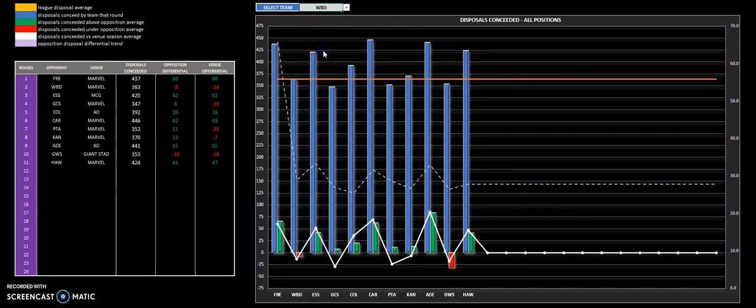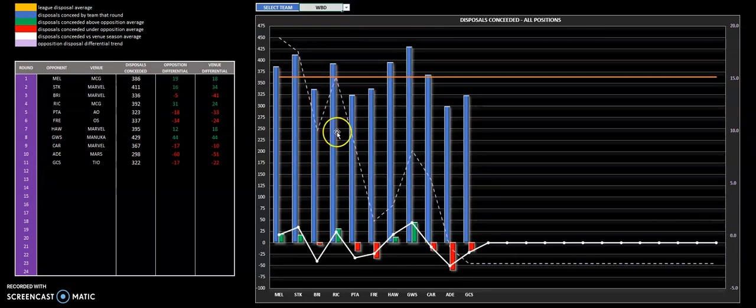Bulldogs are another one. We know they're a high disposal team. You can see here they give up a lot of disposals. However, they are actually quite defensive, and on the whole, they're actually restricting opposition disposals now on the season by 2.6. And if you consider that they got off to a really bad start, coughing up, like in this particular patch here, by round 4, they're averaging about 15, and then they start to bring it down.